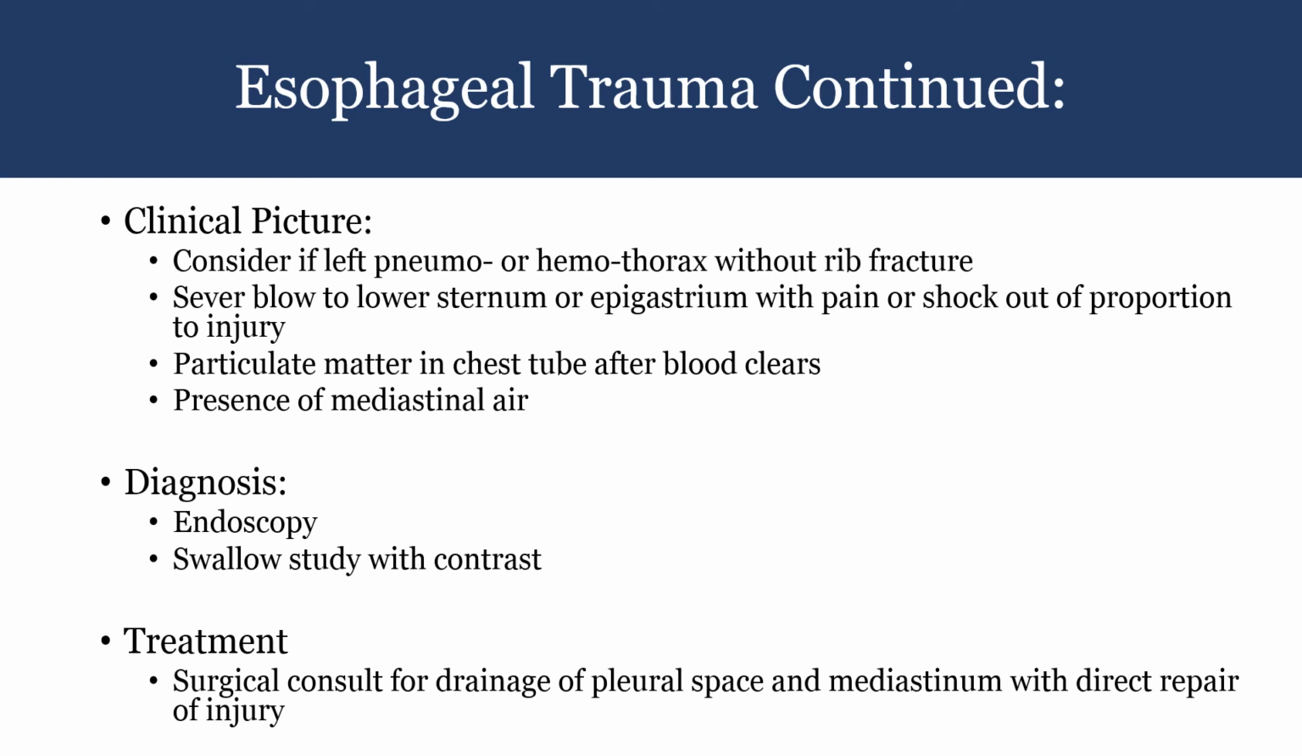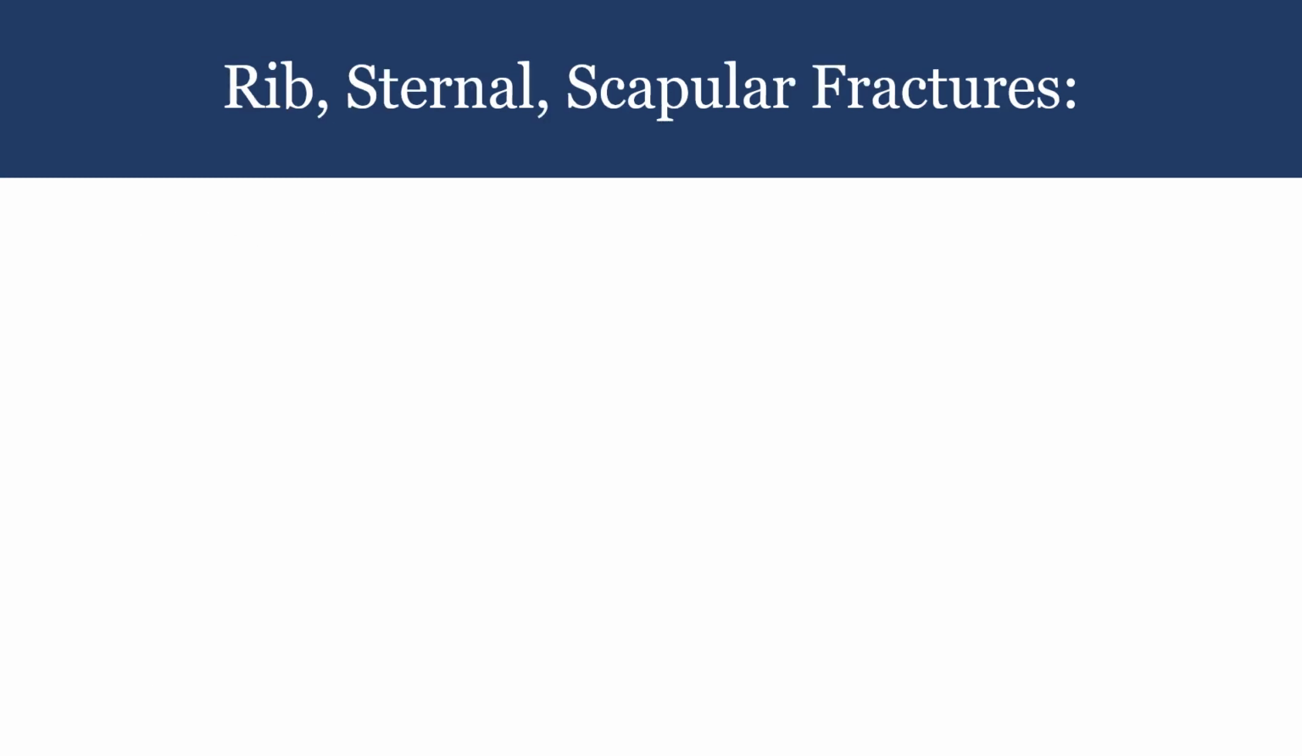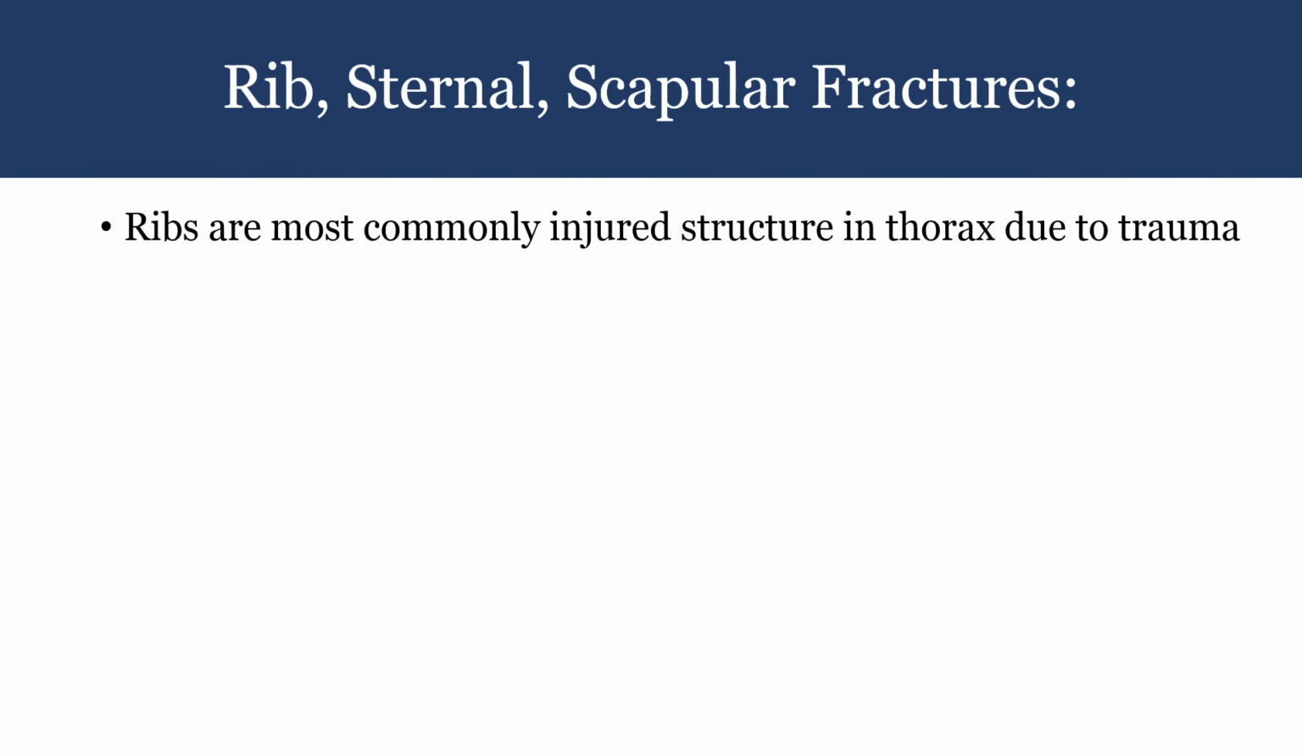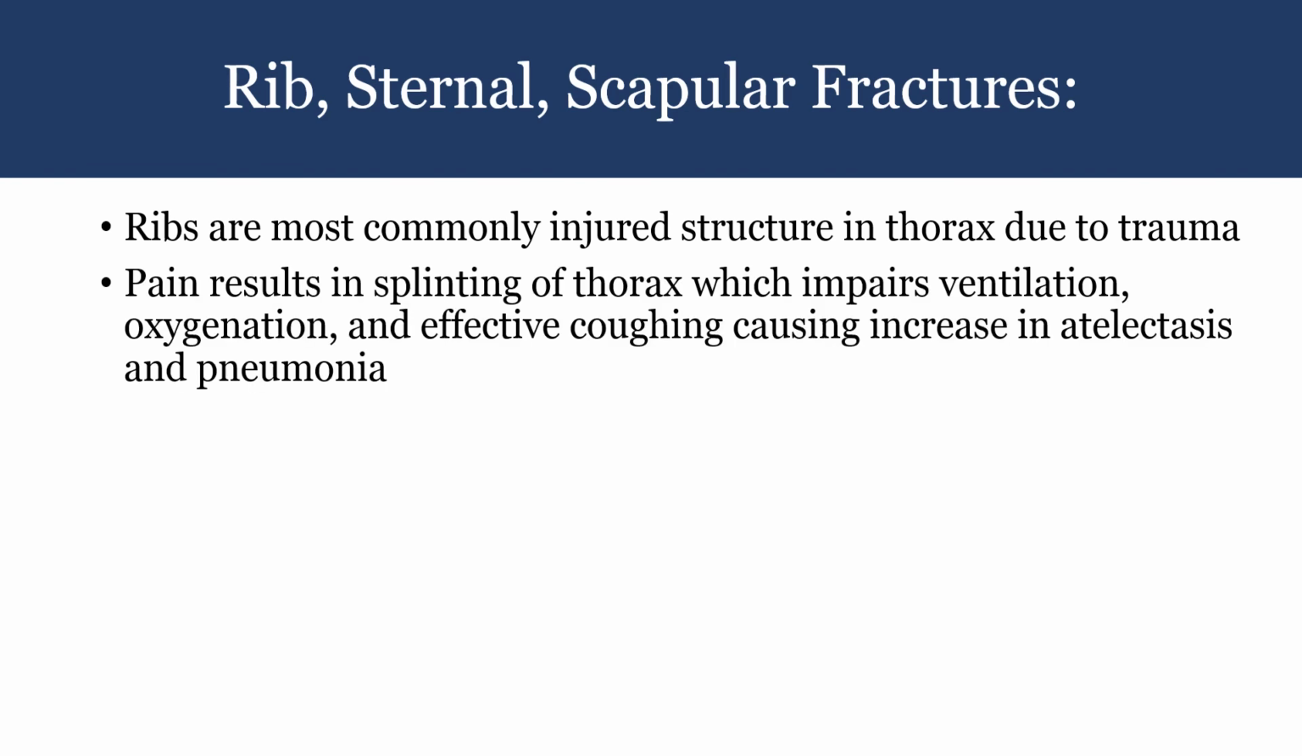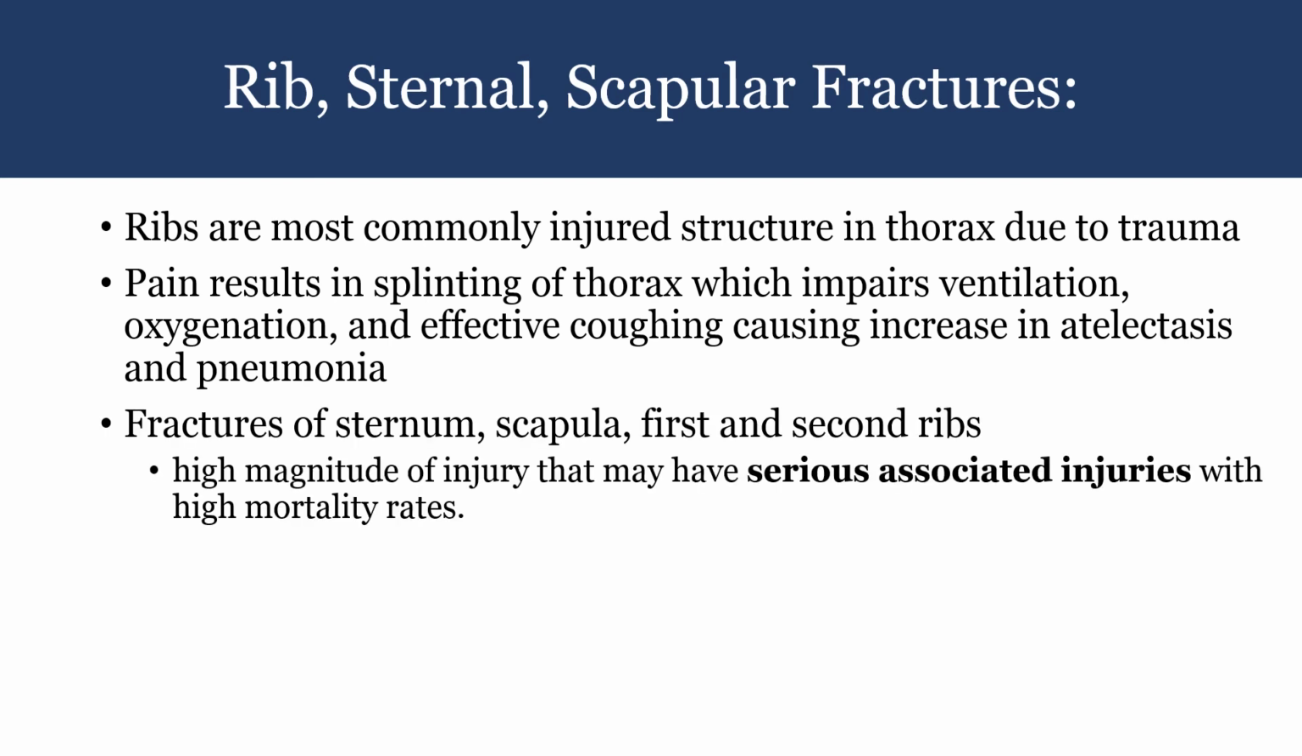Mediastinitis, once you get it, the risk of mortality is very high. Then rib fractures, sternal fractures, scapular fractures. Ribs are the most commonly injured structures in the thorax secondary to trauma, and usually pain results from splinting of the thorax, and this impairs ventilation, oxygenation, and also effective coughing, and thus leads to atelectasis and pneumonia.